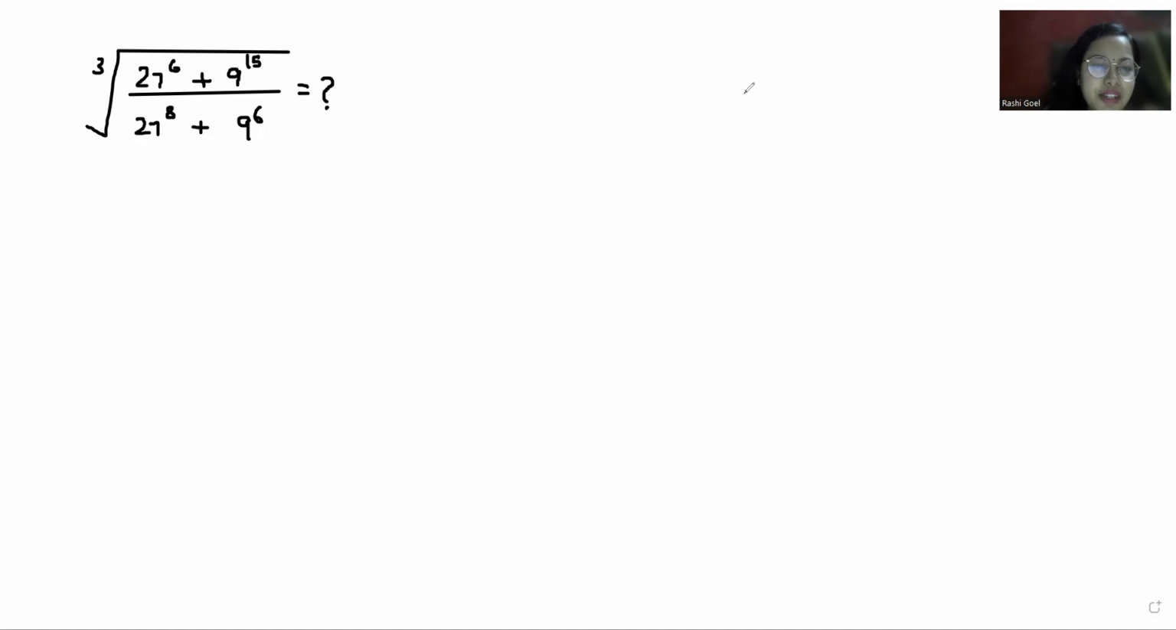My name is Rashi Goel and in this video we are going to solve cube root of (27 power 6 plus 9 power 15) by (27 power 8 plus 9 power 6) is equal to what?